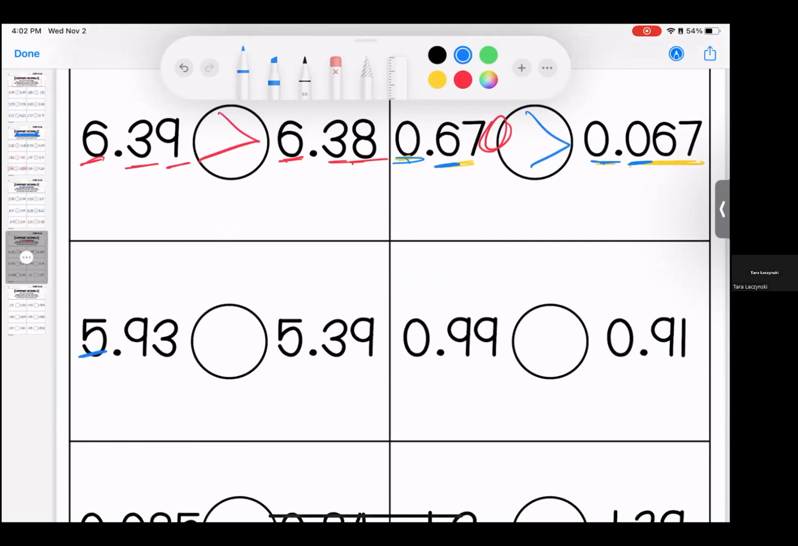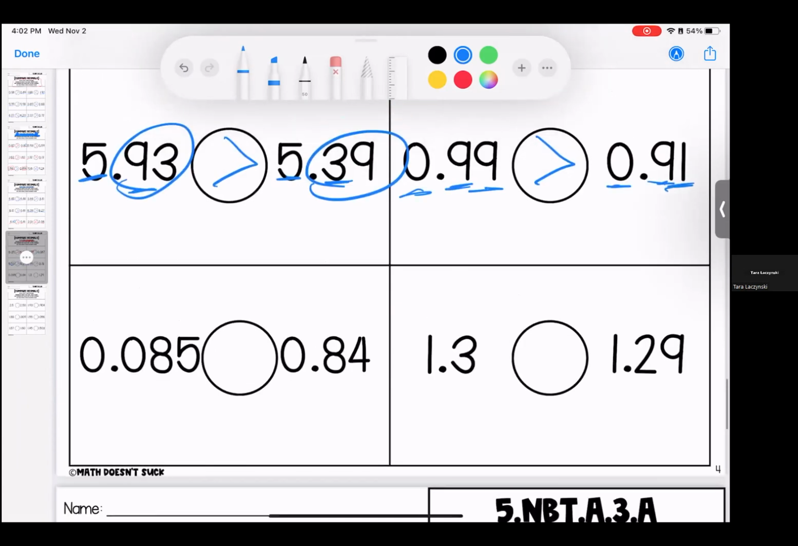Down the bottom, 5 and 5, 9 and 3. This one is greater. Look at how close these are. I just reversed the digits to keep you on your toes. 0 and 0 is the same. 9 and 9 is the same. 9 and 1, got all the way to the 100th place to decide that 99/100ths is the greater value.